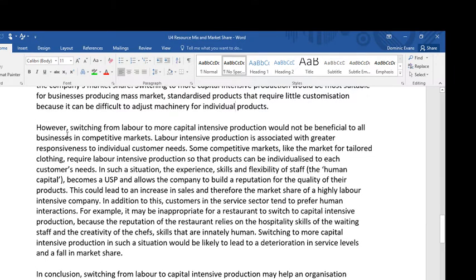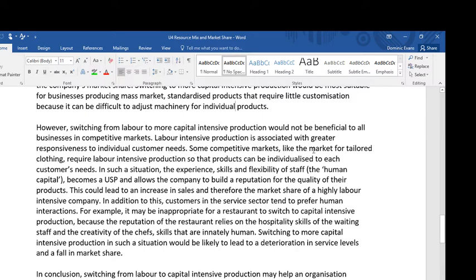Okay, so now I need to have a look at the other side of the argument and introduce some balance. However, switching from labour to more capital-intensive production will not be beneficial to all businesses in competitive markets. So I've made a really clear statement here at the beginning of my paragraph that I'm going to develop. Labour-intensive production is associated with greater responsiveness to individual customer needs.